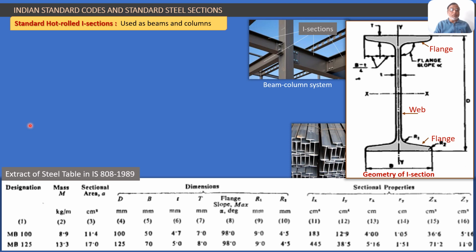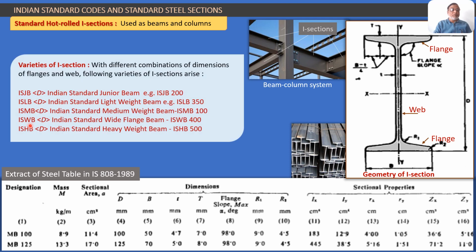Now we will see some common varieties of I section. The same I looking section is designated in 5 ways. In the market, you will see every I section designated as ISJB, ISLB, ISMB, ISWB or ISHB. Let us see what is the meaning of these designations.